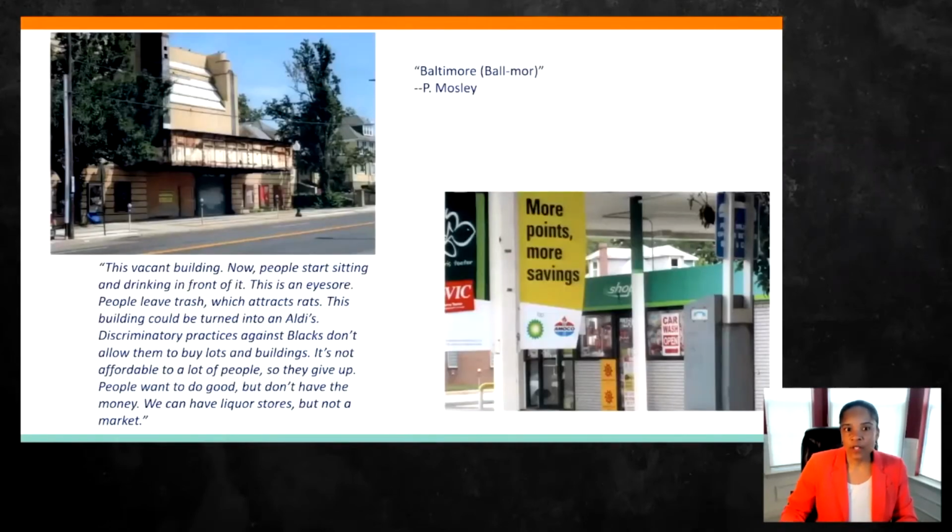And so here are some of the photos that have been taken through Photo Voice, including this one that highlighted a vacant building and noted that discriminatory practices against Black individuals here in Baltimore don't allow them to buy lots and buildings, and that in this participant's viewpoint contributed to some of the issues surrounding the food environment as well.